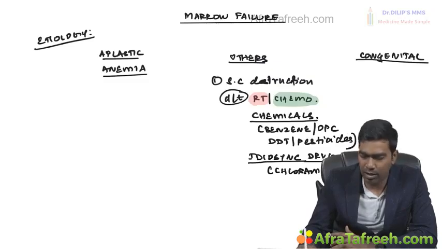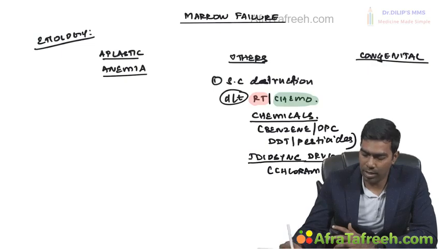It can happen with many drugs, antithyroid drugs, very, very important. With antithyroid drugs, agranulocytosis is one of the very important complications. It can happen even with NSAIDs and sulfa drugs. A lot of things can result in idiosyncratic drug reaction and bone marrow failure.